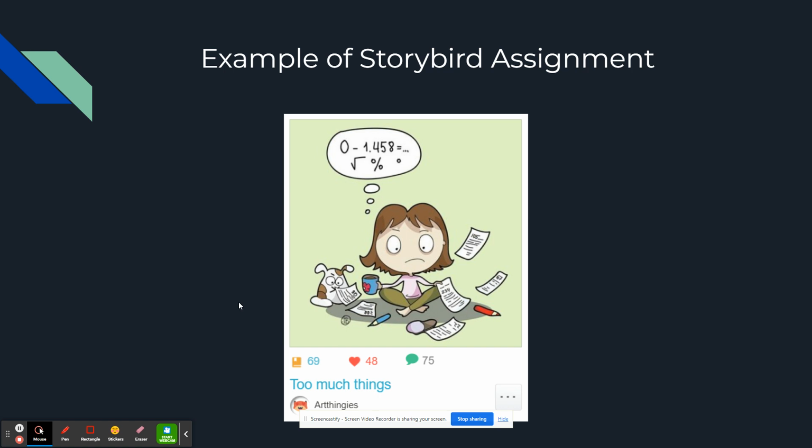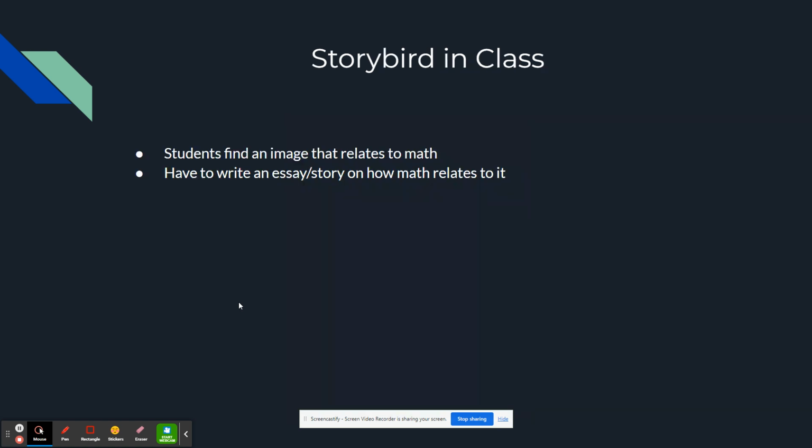And so you can choose an image related to math, or you or your students can go out in the world and find an image that relates to math. It could be that they go outside and take a picture of a building, and they have to say how the architects used math to figure out dimensions or something along those lines.